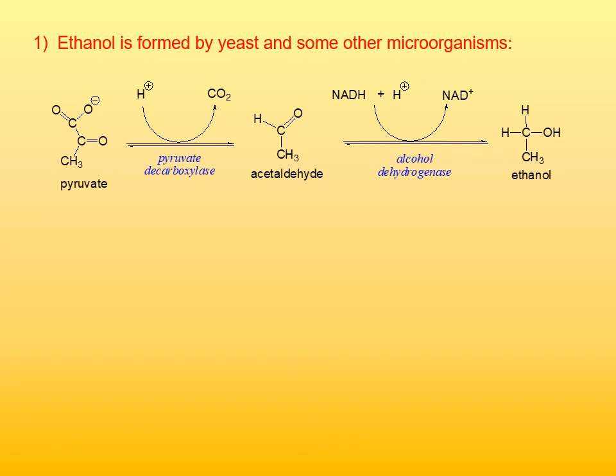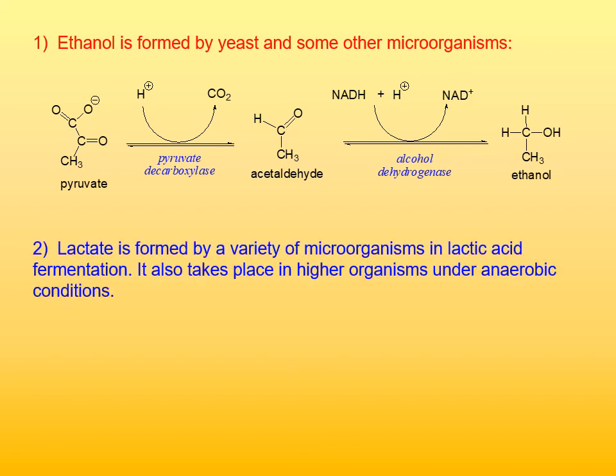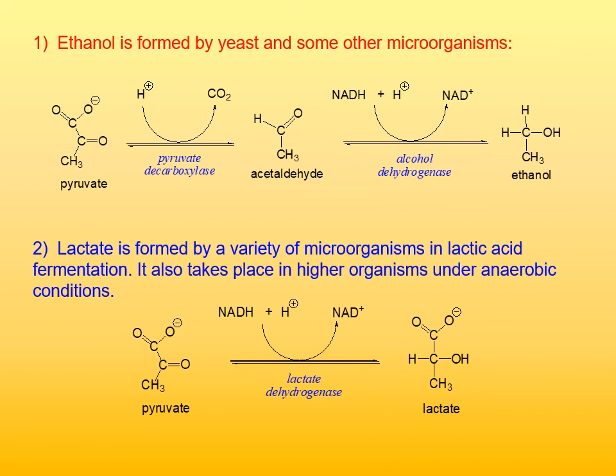Enzyme is alcohol dehydrogenase. That's a relatively rare pathway, but it's used, as you know, in brewing of alcoholic beverages. So relatively few organisms follow that pathway. Much more common fermentation pathway is formation of lactate. So lactate is formed by a variety of microorganisms in lactic acid fermentation, and also it takes place in higher organisms, including humans, under anaerobic conditions. In that case, pyruvate, upon action of enzyme lactate dehydrogenase and with NADH and proton, is hydrogenated into lactate.